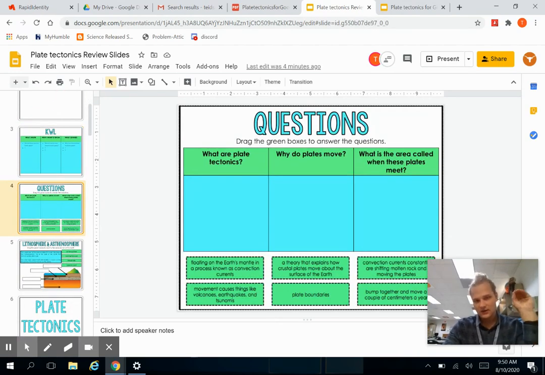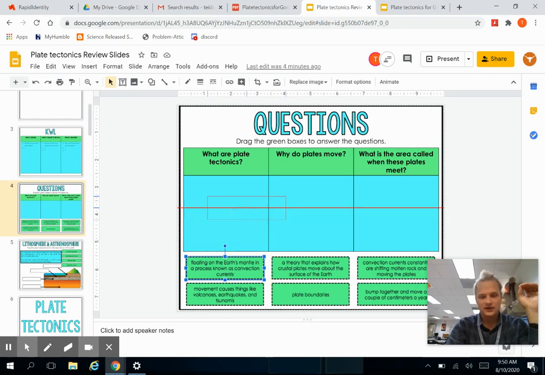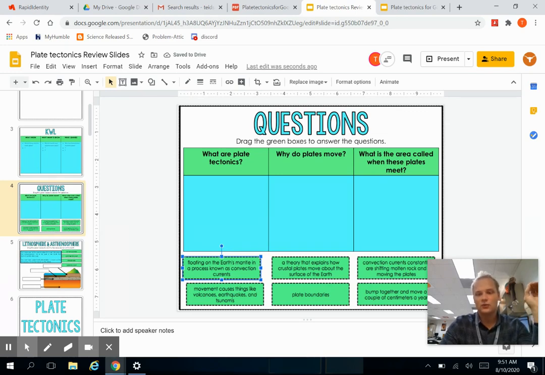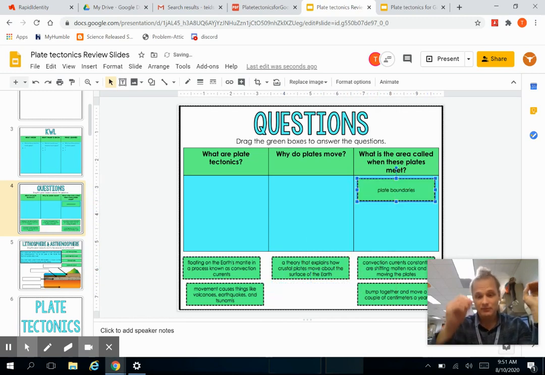So questions. All right, drag the green boxes to answer the questions. So all you're going to do is click on these and drag them around. So what are plate tectonics? Why do the plates move? And what is the area called when these plates meet? So let's quickly answer what happens when they meet. Well, it is a plate boundary. Okay, 2 plates are meeting. Plate boundaries.